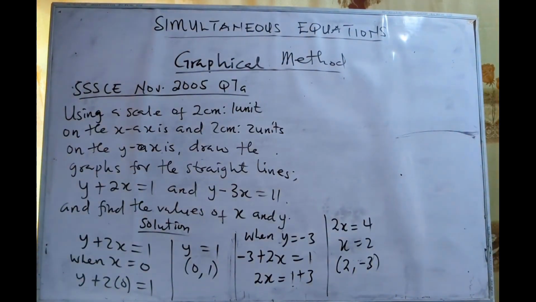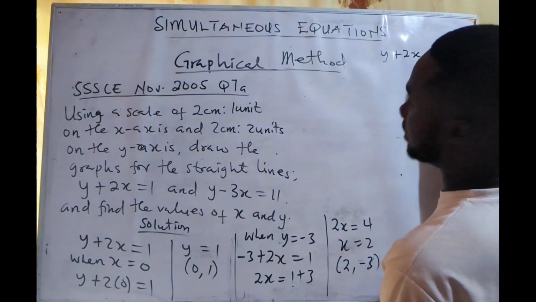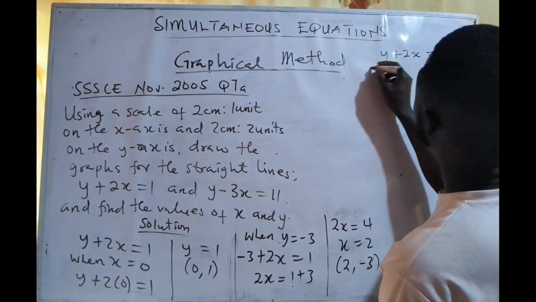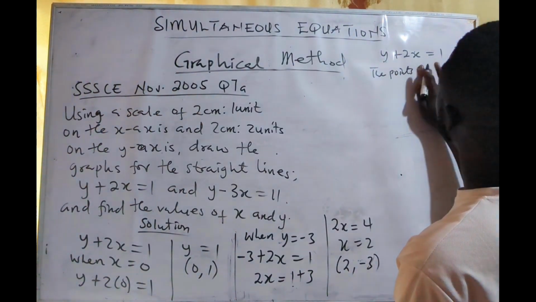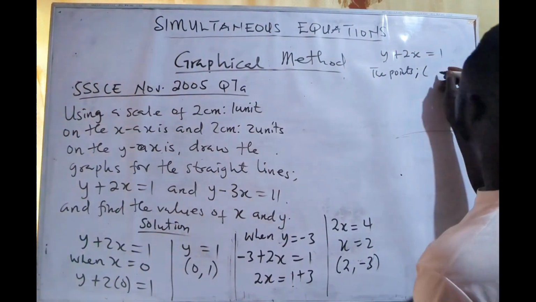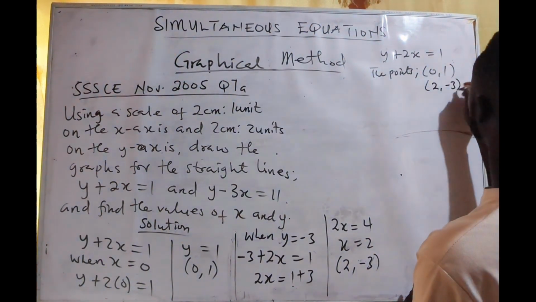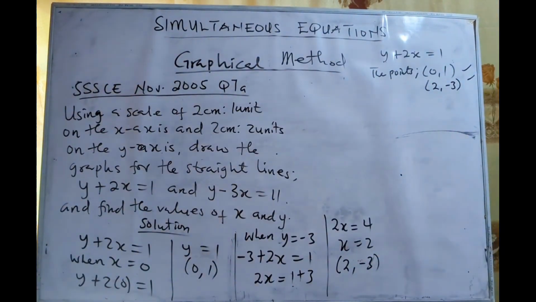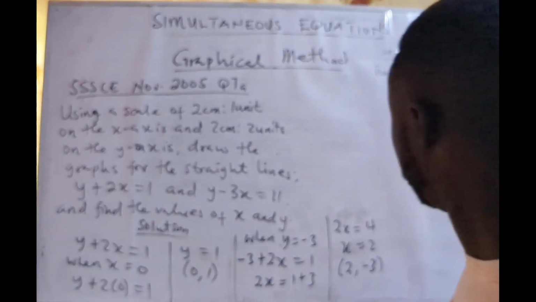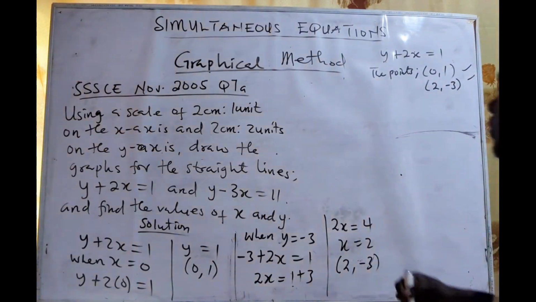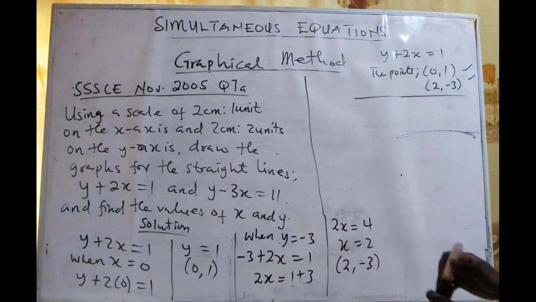Okay, so for the straight line y plus 2x equal to 1, let me write it here. We have the points on this straight line: 0, 1, and then we also have another point, 2, negative 3. So these 2 points are enough to draw your straight line. We have 0, 1 here, x is 0, y is 1, and here x is 2, y is negative 3.